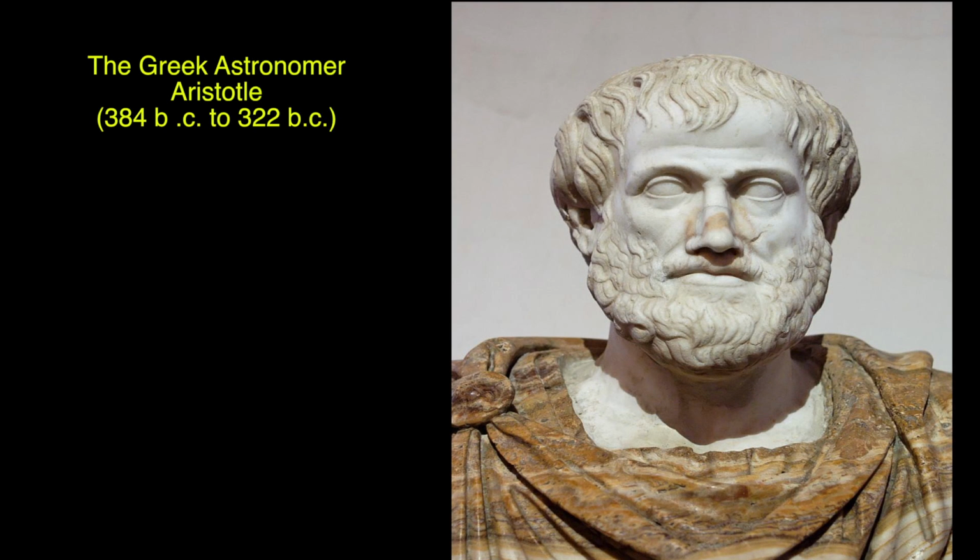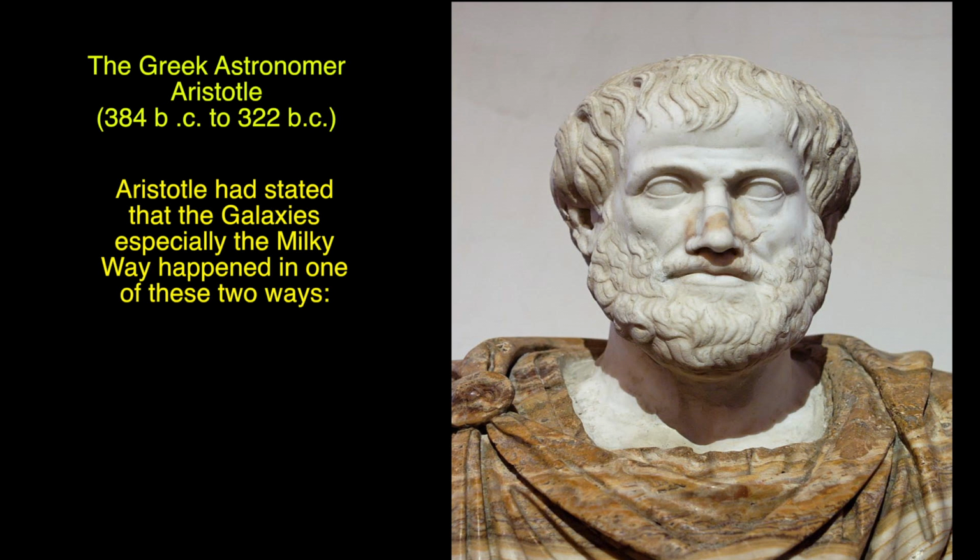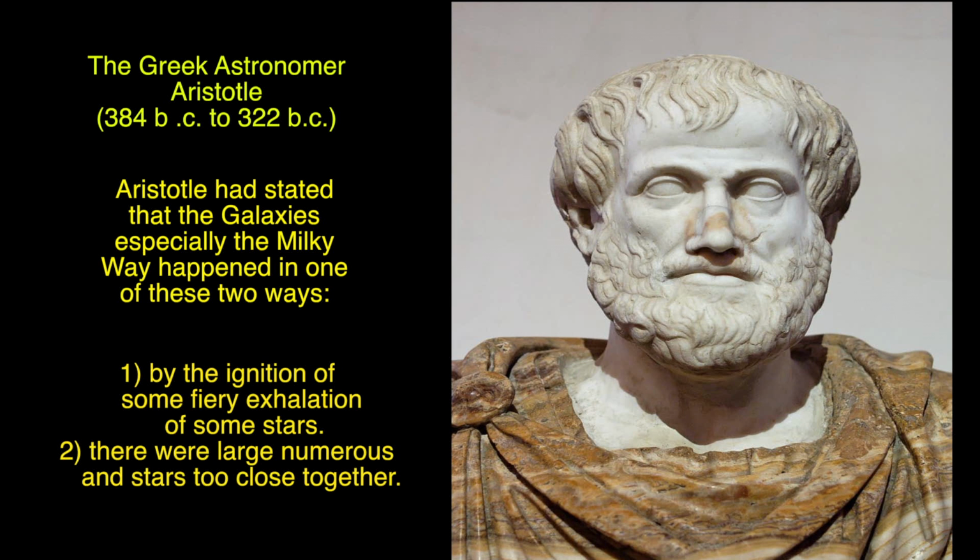The Greek astronomer Aristotle, from 384 BC to 322 BC. Aristotle had stated that the galaxies, especially the Milky Way, happen in one of two ways: one, by the ignition of some fiery exhalation of some stars, or two, they were large, numerous stars too close together.